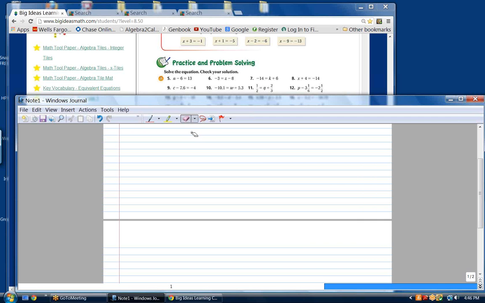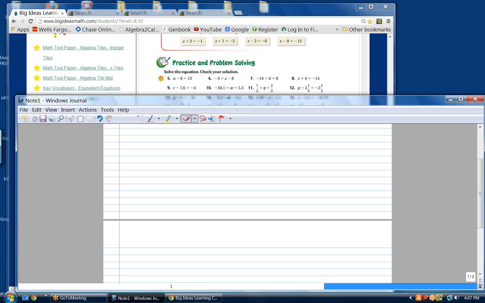Okay, so on 9, you would add 7.6. Well, state it like this, David. You would add 7.6 to both sides of the equation. And what that leaves on the left side of the equation is just c. And what it's going to leave on the right side of the equation is minus 4 plus 7.6, which is 3.6.